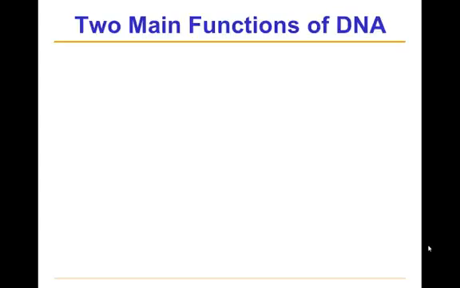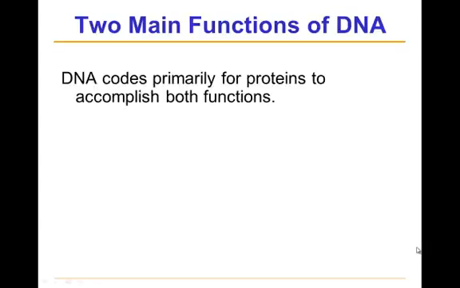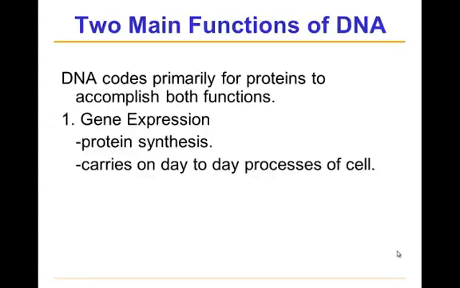4.1.3, functions of DNA. DNA has two main functions. Primarily it codes for proteins, and this accomplishes both of the functions. The first function is gene expression, and the way that a gene is expressed is by making a protein. And gene expression allows cells to carry on their day-to-day functions by making the proteins that are needed for the occurrences and normal functioning of the cell.